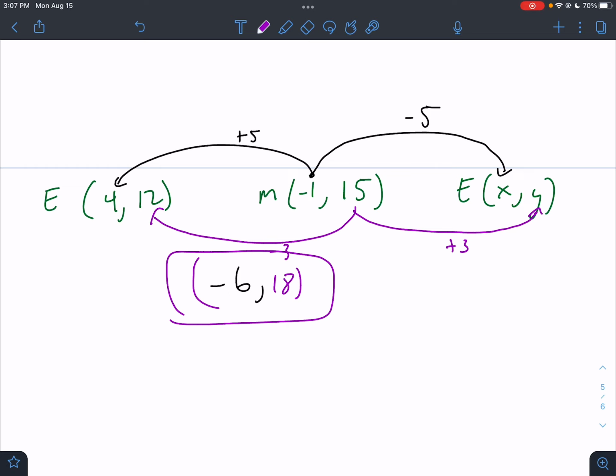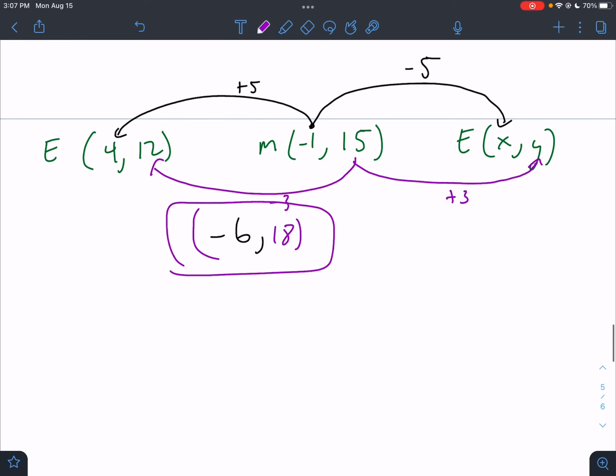So we had the middle. We're trying to find both ends. Good stuff. Let's do one more real quick.